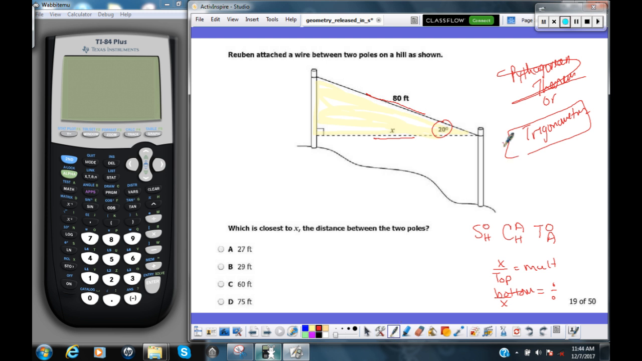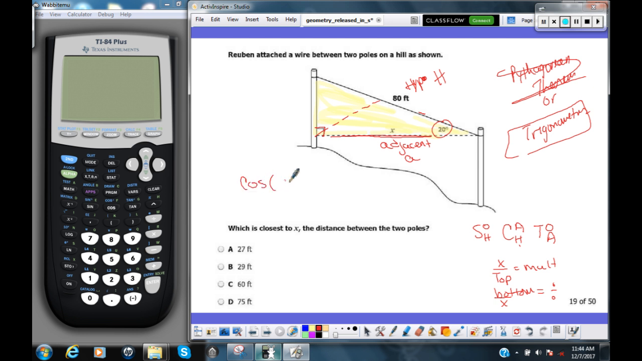First thing, I need to label my triangle. When I label my triangle, what I have to remember is that the segment in between what I circle and my right angle is always my adjacent. So that's my A. Across from my right angle is my hypotenuse. So that is my H. So I have an A and an H. A and H is cosine.